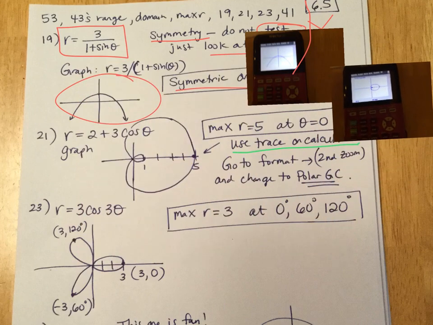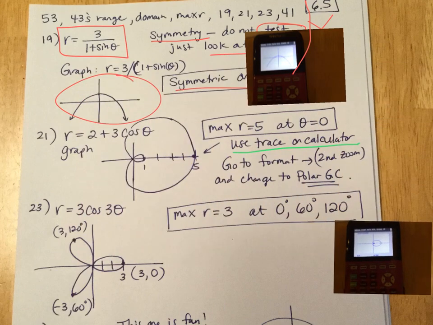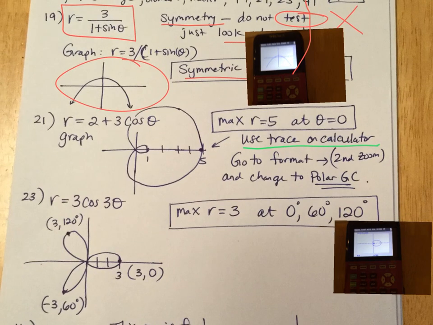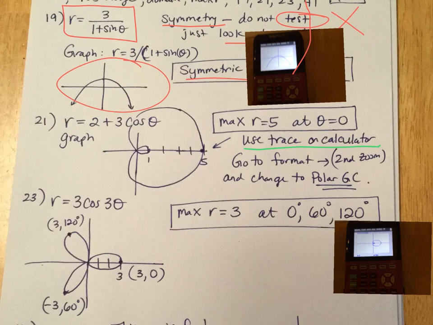Okay, so I'll move that one over here somewhere. All right, so basically what we have is our maximum R value was right there, and it occurred at theta equals 0.